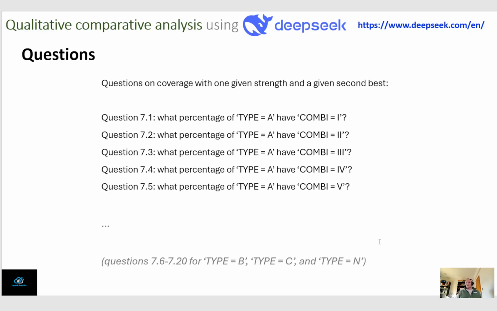And finally, question set 7.1 to 7.20. Of course, you can also ask the question, given these cases that have service A, so type A, how many of those cases are covered by a given combination? So combinations 1 to 5, hence 5 questions for type A. 7.6 to 7.20 is 3 sets of 5 questions for type B, C, and N.